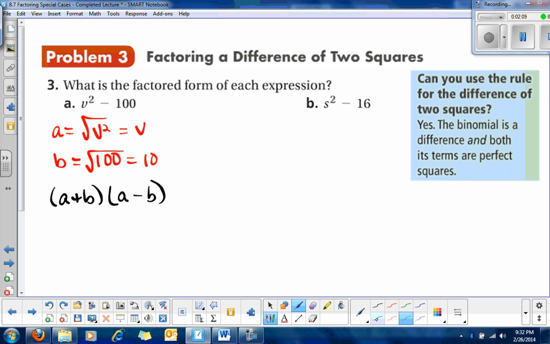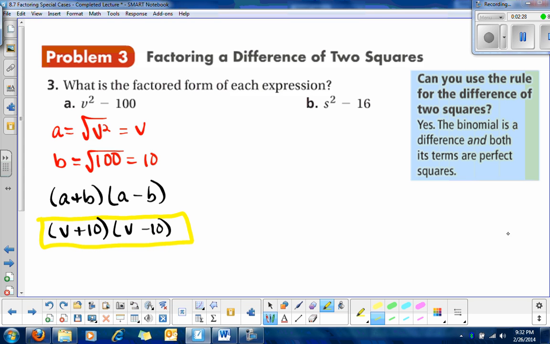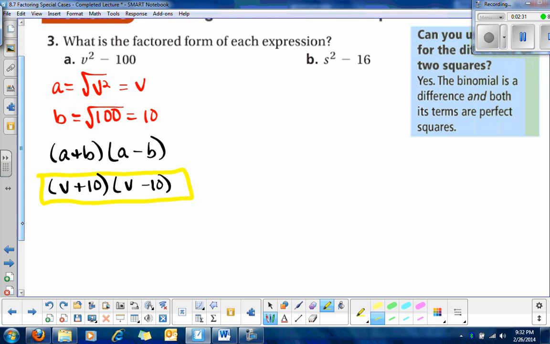So here, my A is V, so I'm going to have V plus 10, which is my B, and then I'm going to have V minus 10. And there is my final answer. And of course, if you FOIL it, you will see that you're going to end up with a canceled middle term, okay? Because the first is V squared, so there's the V squared. The outer is a negative 10V. The inner is a positive 10V. Those cancel out. And then we have our last, which is 10 times negative 10, which is negative 100. There's our final answer.